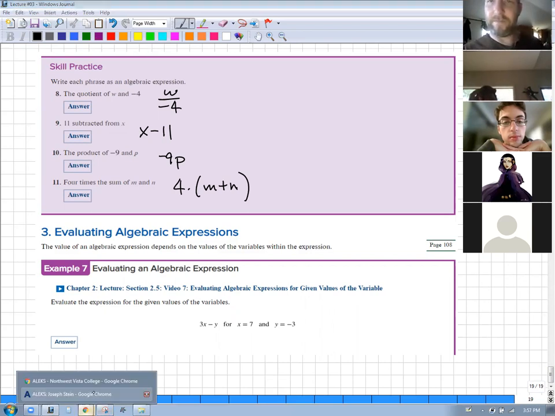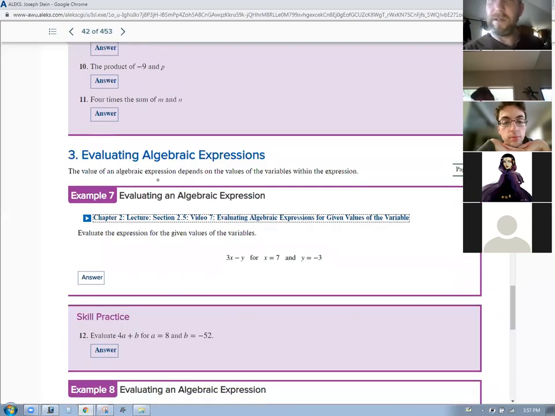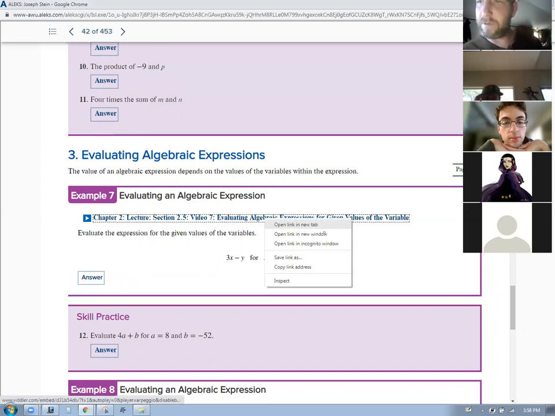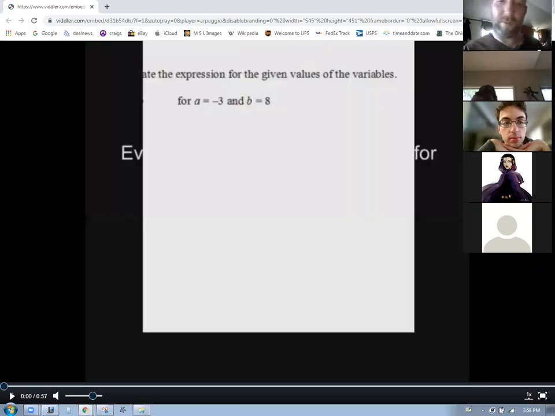All right. So this is 3.3 here. The value of an algebraic expression depends on the values of the variables within the expression. Okay, all right, let's check out their video. And play.